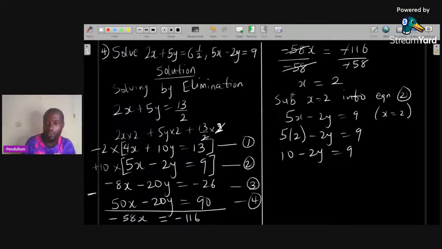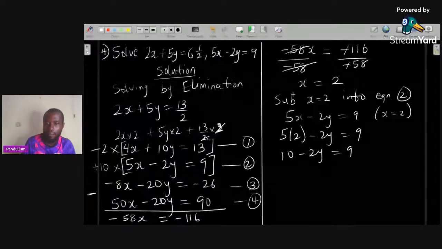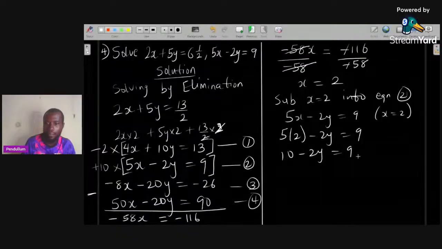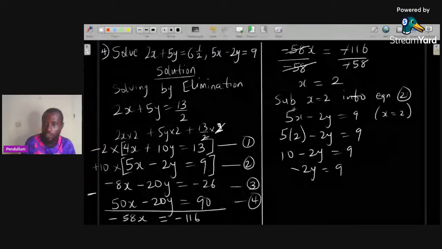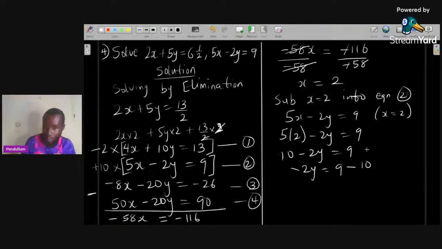So let me take 10 to the other side to meet its number. Let me collect like terms so that the numbers will be on one side. Minus 2y will be equal to 9. This is 10. If it crosses, it becomes minus 10 because it's positive. It becomes negative after it crosses.